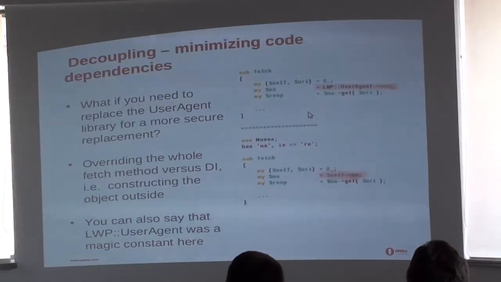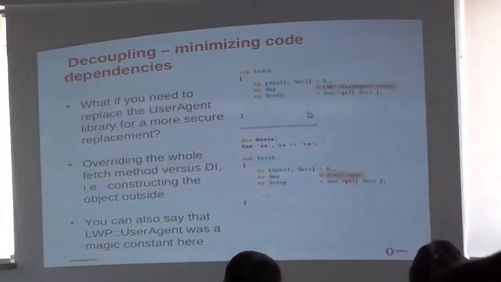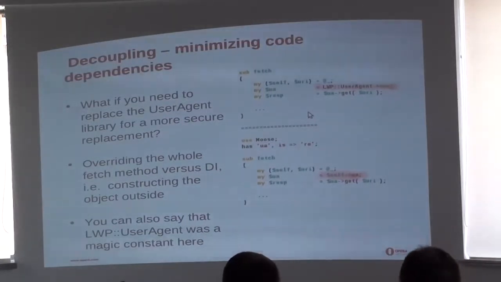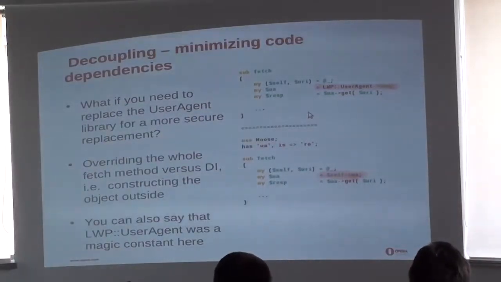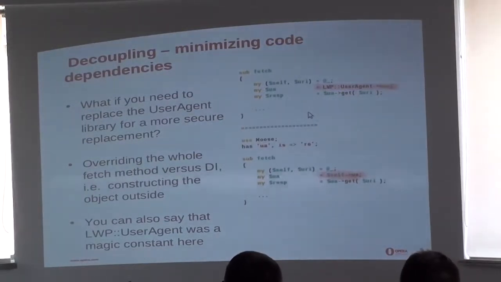We had this problem that it was using this LWP user agent, and we needed to change this into a paranoid agent. Basically, make it more secure, because LWP user agent, the standard agent, was not secure enough for us. So we wanted to use a substitution for this. It's called paranoid agent or something like this.